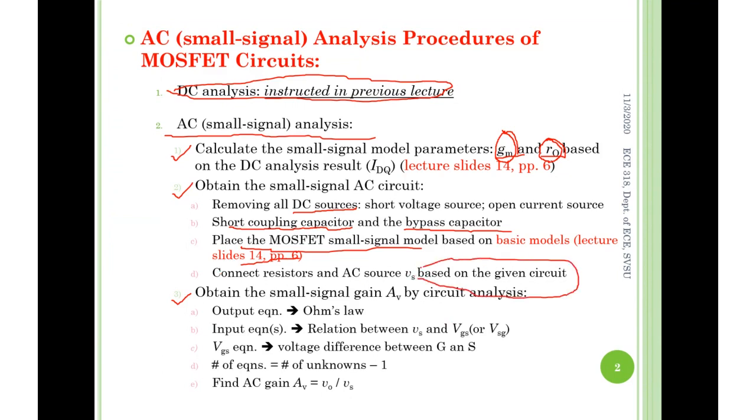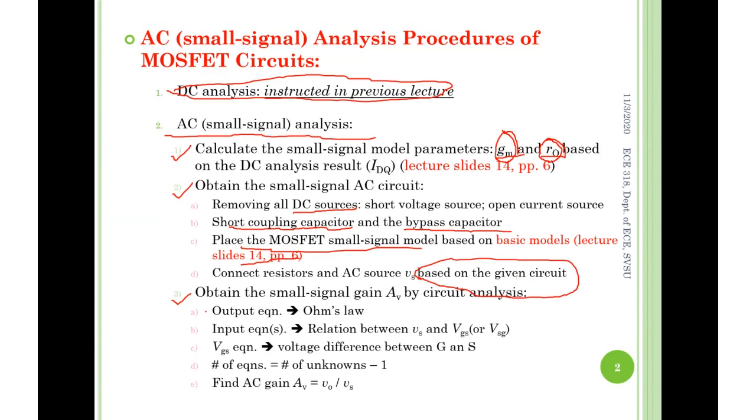Don't try to memorize anything. The given circuit might be different, maybe just a little bit different. If you try to memorize something, you are definitely going to make mistakes. It's not based on memorizing. It's based on the given circuit, which varies from one problem to another.